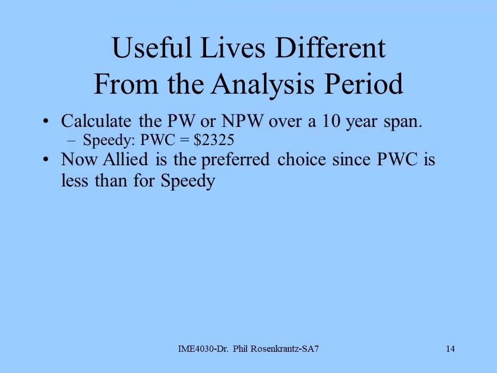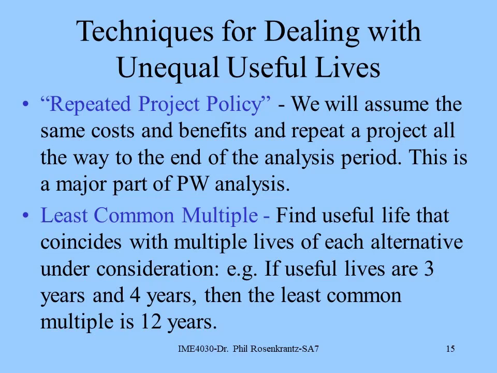If we calculate the present worth of cost over a 10-year span for Speedy, that comes out to be $2,325. Now, Allied is the preferred choice. So it's important that we have a common analysis period for all of the alternatives that we're comparing. Let's go to slide number 15 and talk about our techniques for dealing with unequal useful lives.